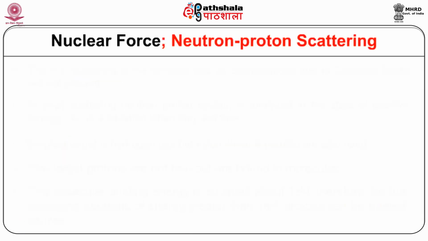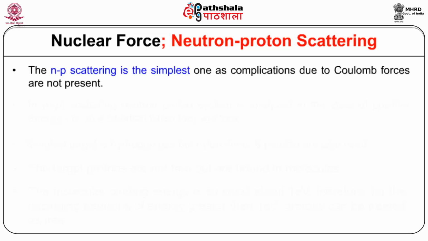Nuclear force, neutron-proton scattering. After the previous slides, we have seen that though we can get some information about the nuclear force or the nuclear interaction from the simplest case like the deuteron, for complete knowledge of nuclear interaction we need nuclear reactions, especially scattering experiments. The NP scattering is the simplest one, as complications due to Coulomb forces are not present. So the simplest case in which we can study the nuclear force in detail is neutron-proton scattering.